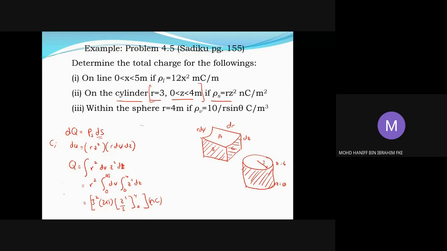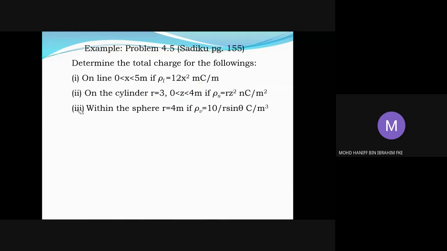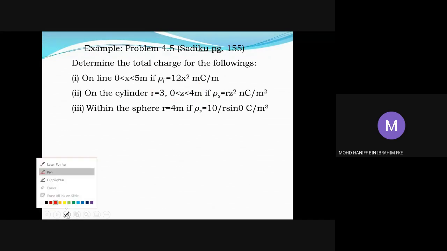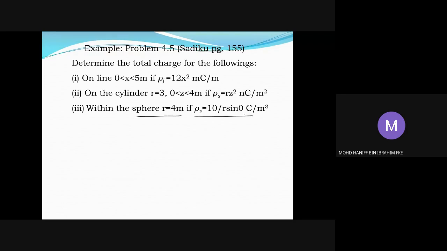Right. So let's have a look at part 3. For part 3, this is dealing with spherical problems. Within the sphere of r equals 4 meter, rho v is 10 over r sine theta coulombs per meter cube. I think this should be very straightforward because we are dealing with the volume charge distribution. We are given the rho v in this particular problem.